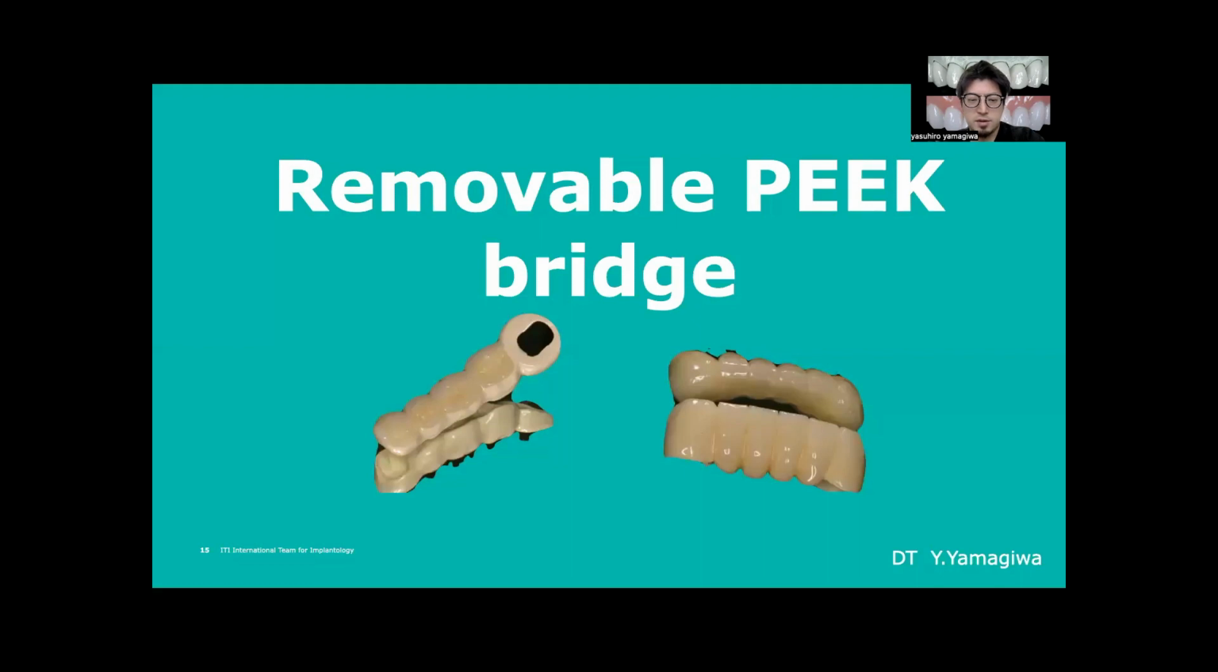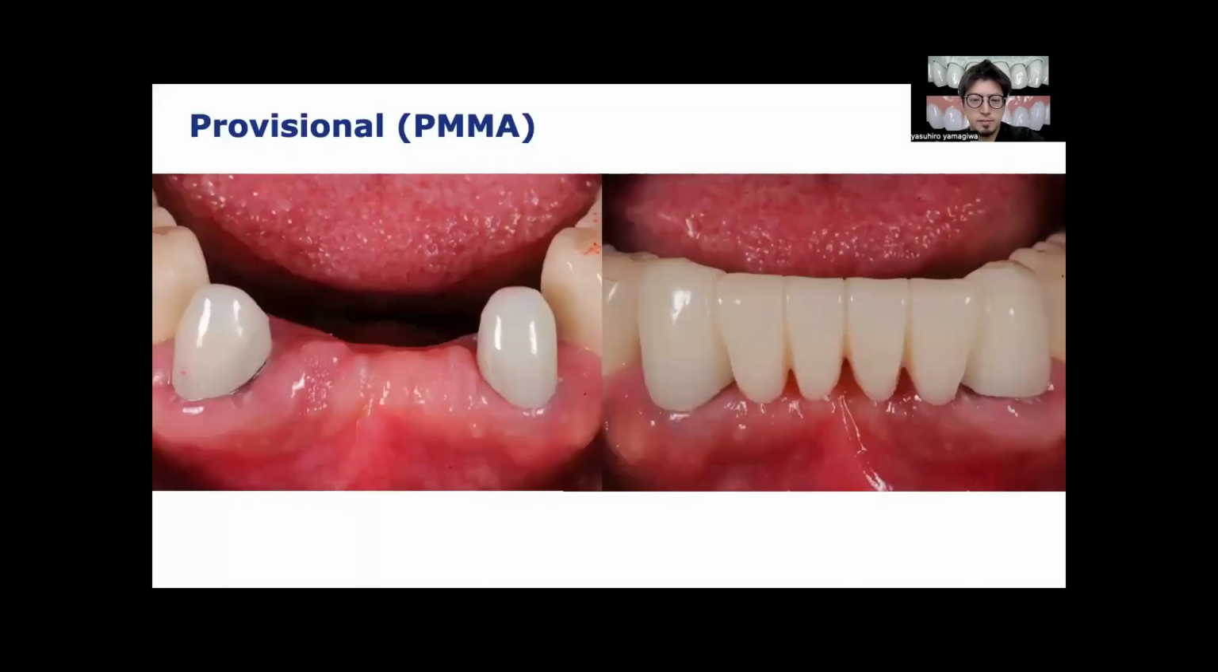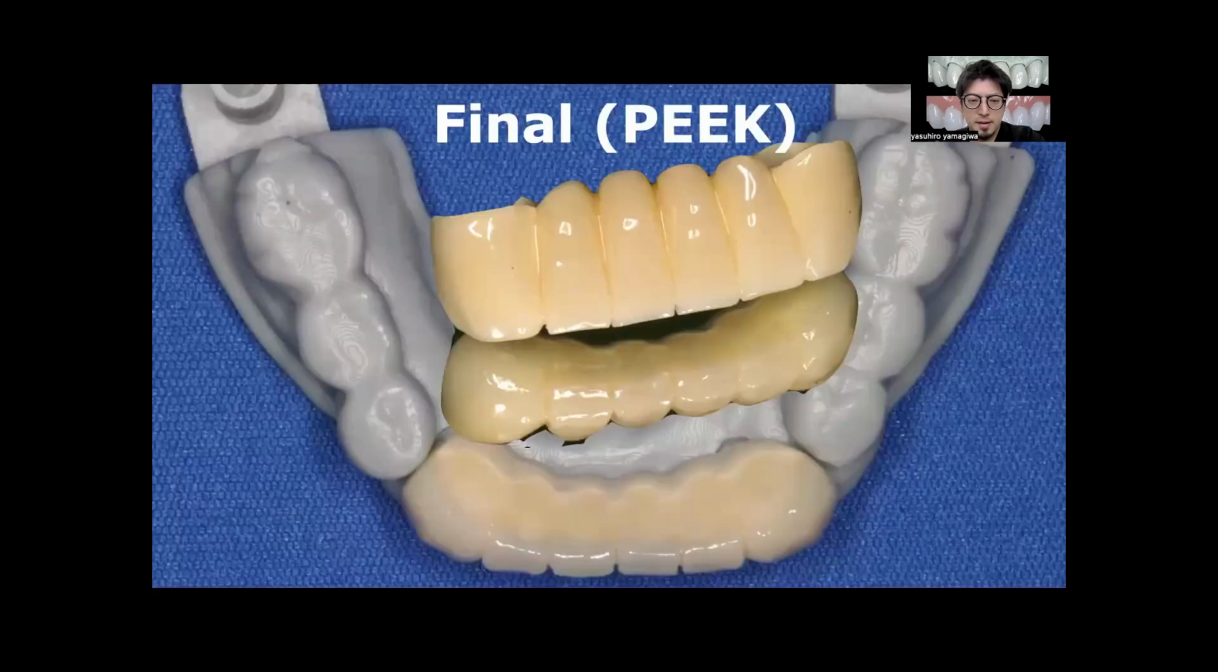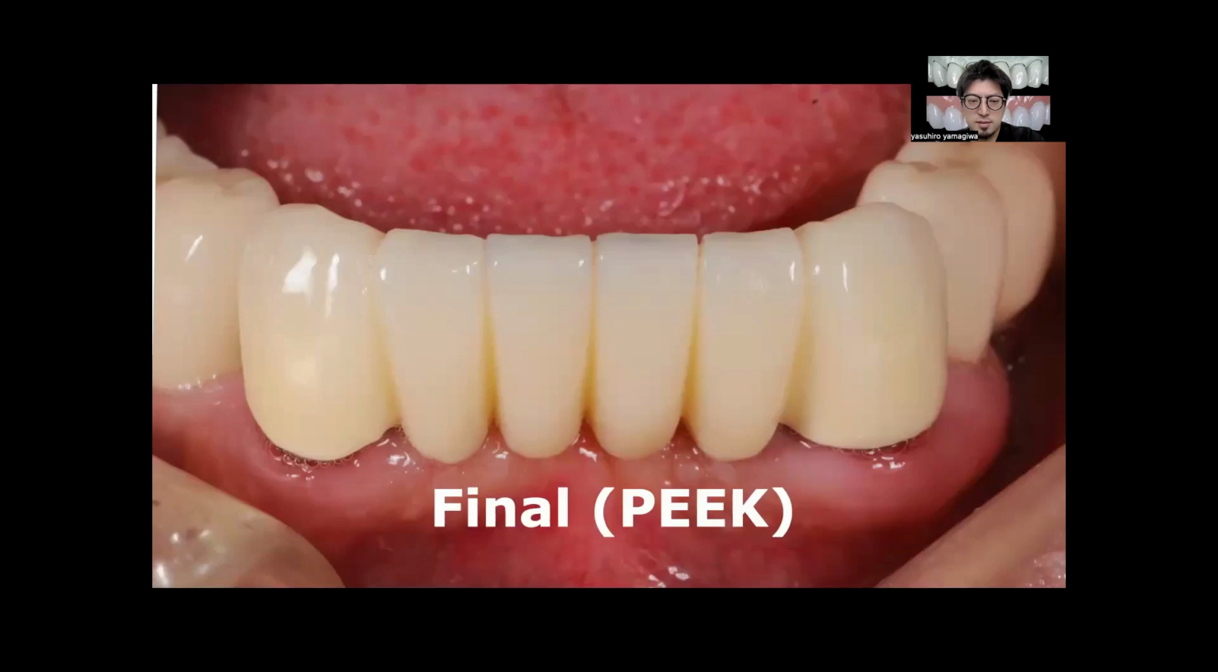Next is the removable PEEK bridge. Inner crown and PMMA outer crown. Try on the PEEK outer crown to confirm stability. Complete the processes on the 3D model. I use Cermage made by Shofu. After setting, patients are also satisfied with the ease of cleaning.